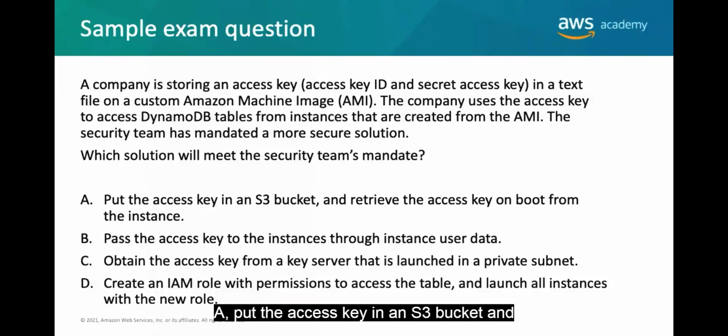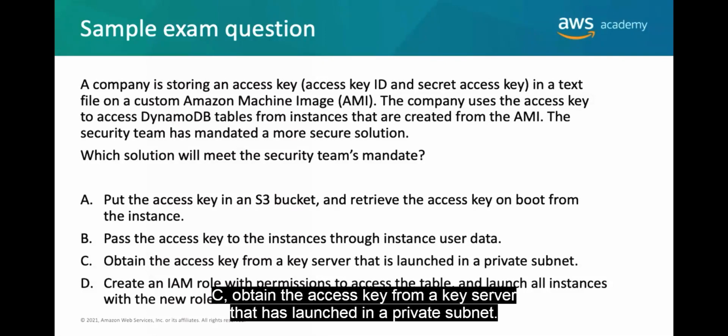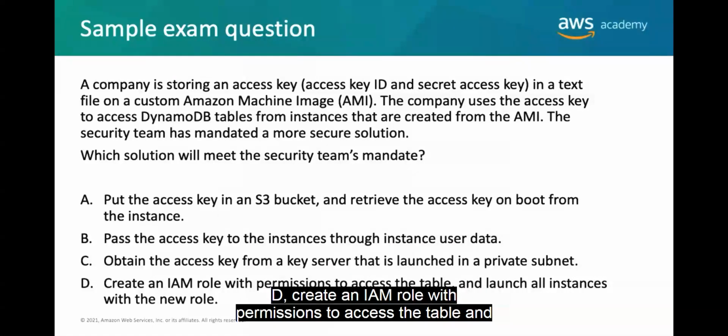A, put the access key in an S3 bucket and retrieve the access key on boot from the instance. B, pass the access key to the instance through instance user data. C, obtain the access key from a key server that is launched in a private subnet. D, create an IAM role with permissions to access the table and launch all instances with the new role.